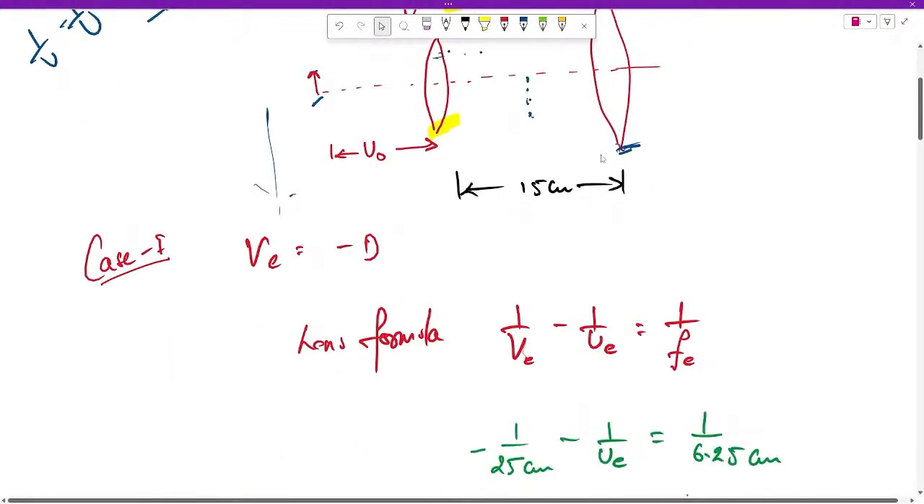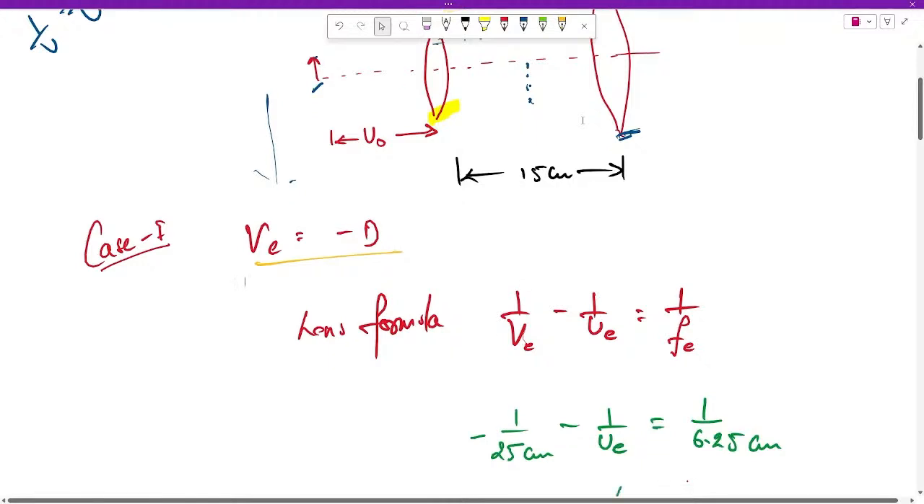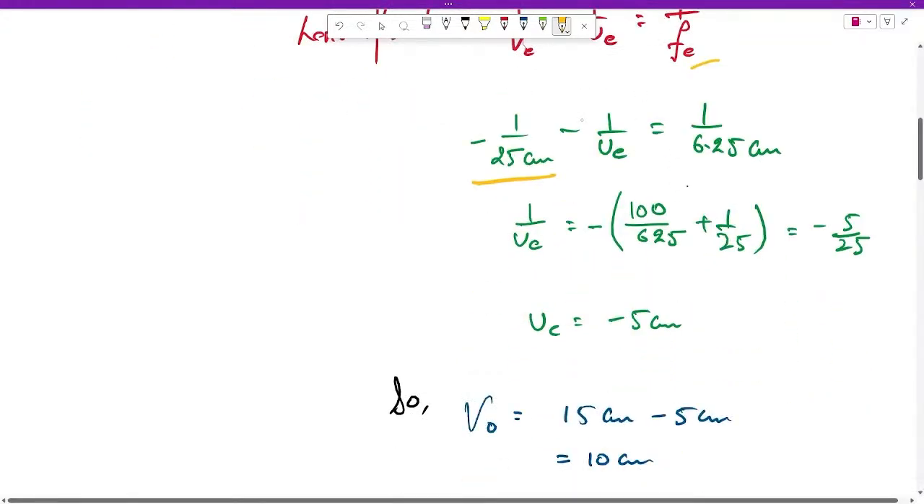We have been given the value of VE, that is minus d, minus 25 centimeter. So using the lens formula for the eyepiece, we have 1 by VE minus 1 by UE equals 1 by FE. Here VE is minus 25 centimeter, and 1 by UE is equal to 1 by 6.25. We have been given the value of FE, that is 6.25, and since it is a convex lens, FE is positive. Now solving this, we get a value of UE as minus 5 centimeter.